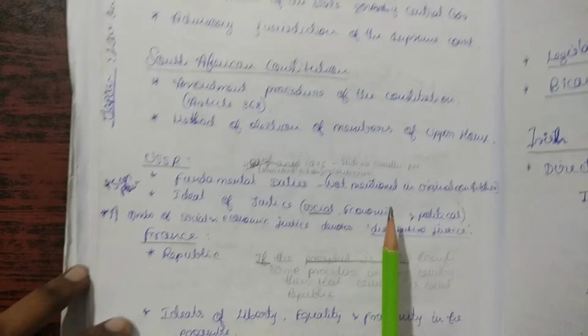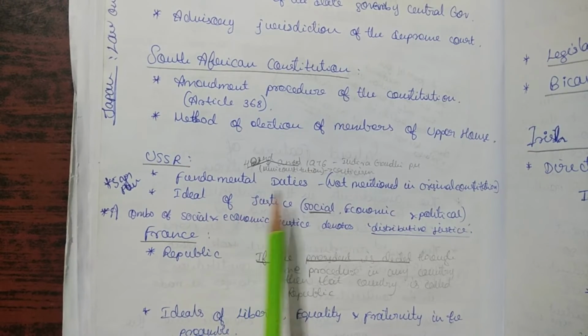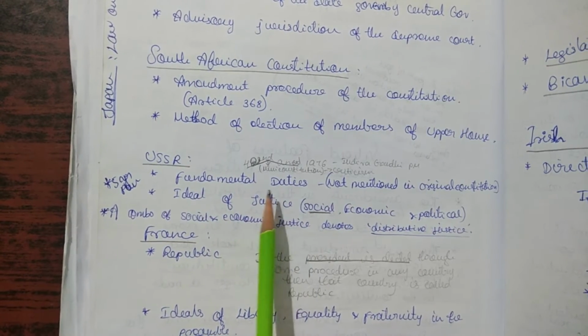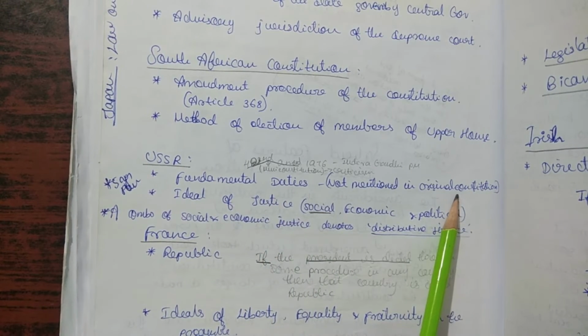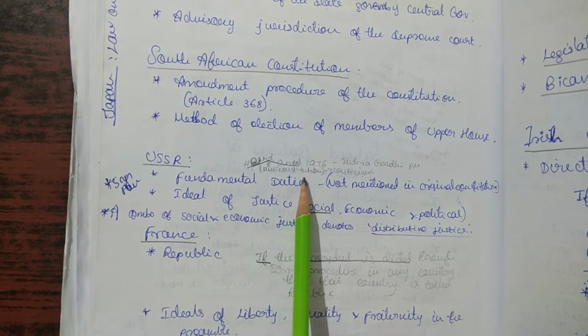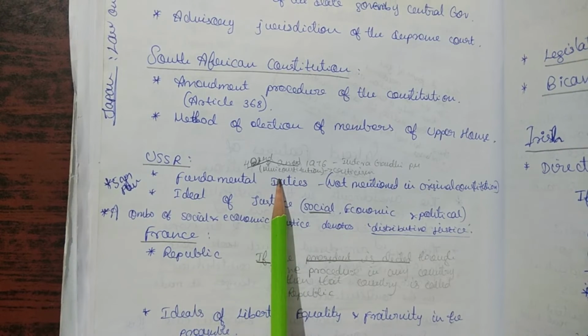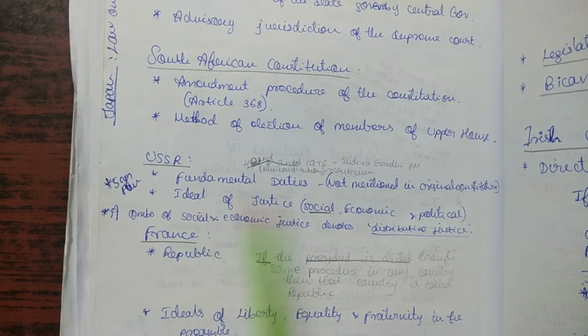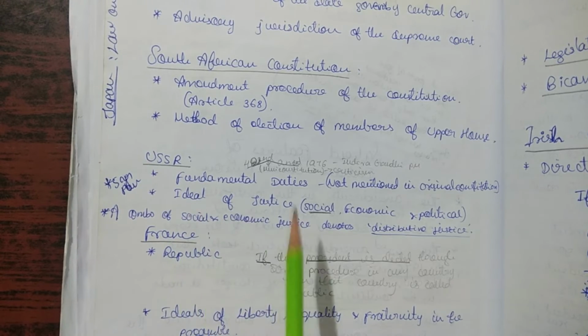Next, USSR, erstwhile USSR. What we have borrowed from them is fundamental duties. Actually speaking, fundamental duties were not in our original constitution. So through amendment, that is the 42nd amendment in 1976, fundamental duties were incorporated into our constitution. This fundamental duties concept we have borrowed from USSR, that is Russia.